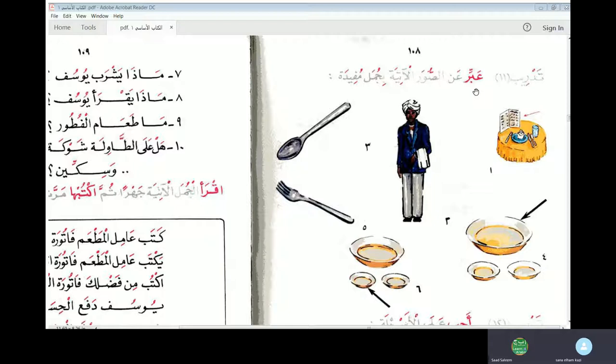Two useful meaningful sentences. Express the following picture with a meaningful sentence.